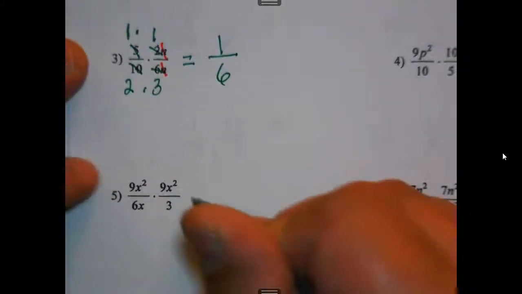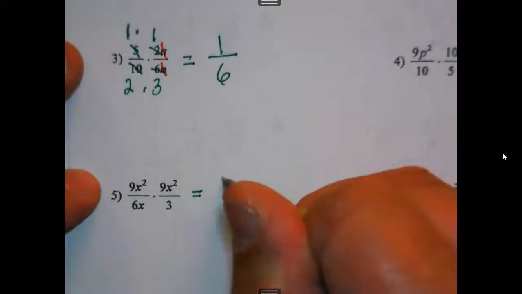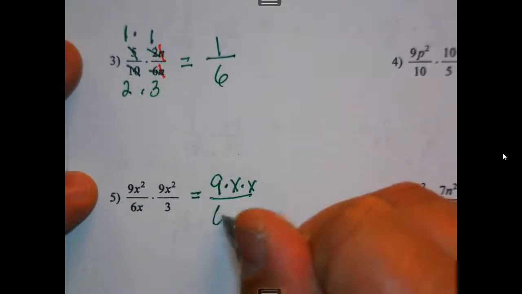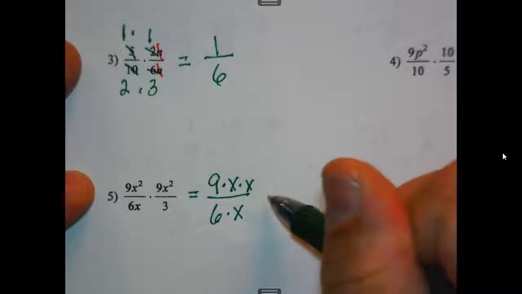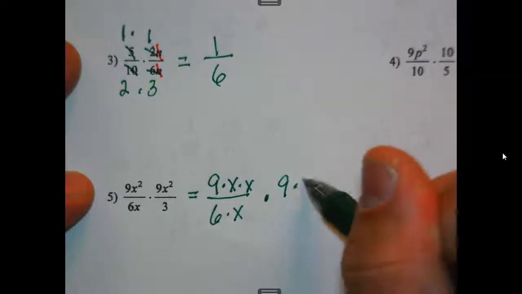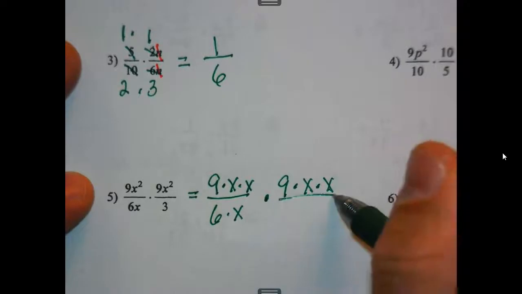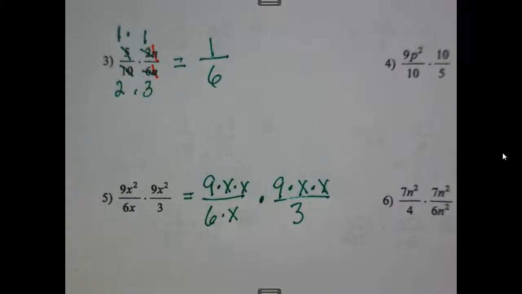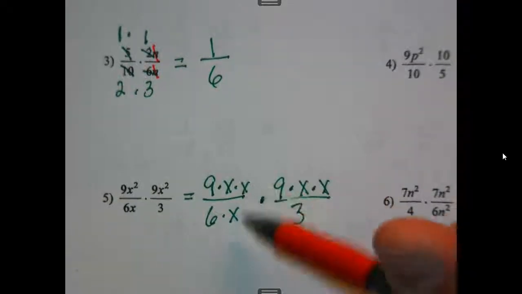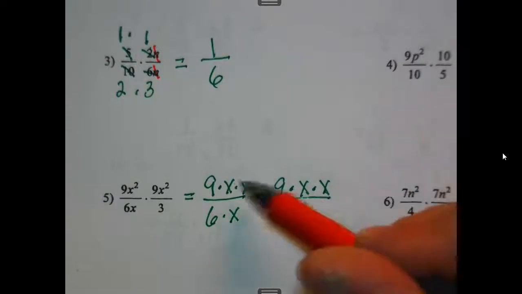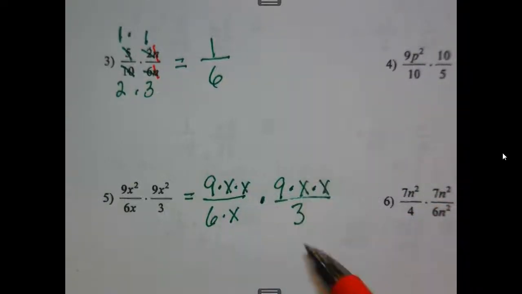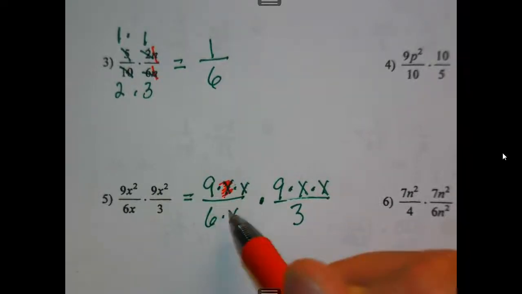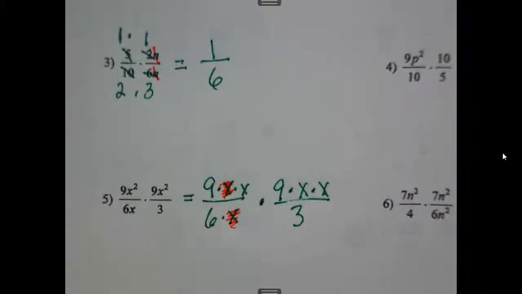Now, you could write this out the way I did up there. Write it as 9 times x over 6 times x times the fraction 9 times x all over 3. Okay, let's cancel out some factors of x. Now remember, they have to be on the top and bottom. I can't cancel out across. So I can cancel out a factor of x. That's it.